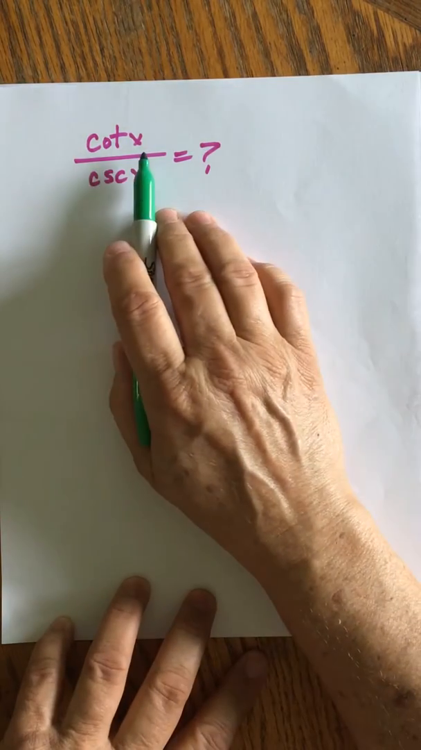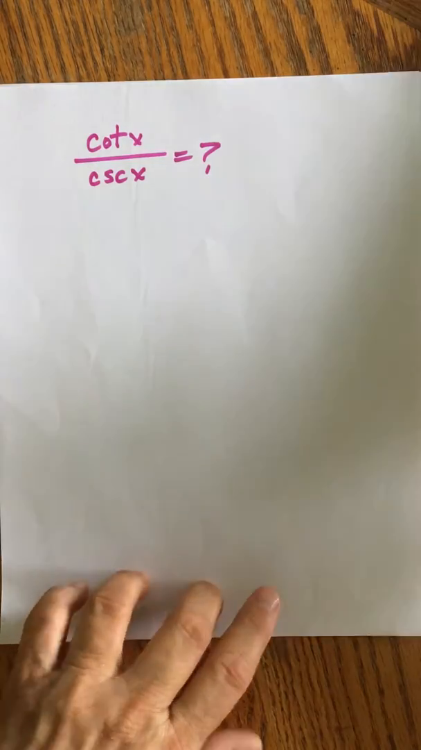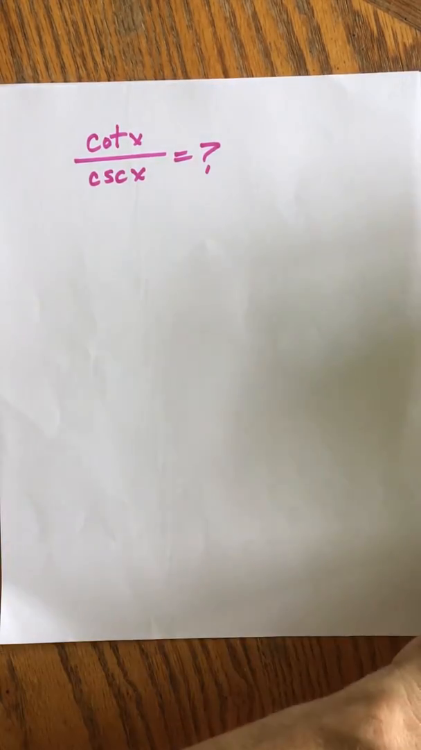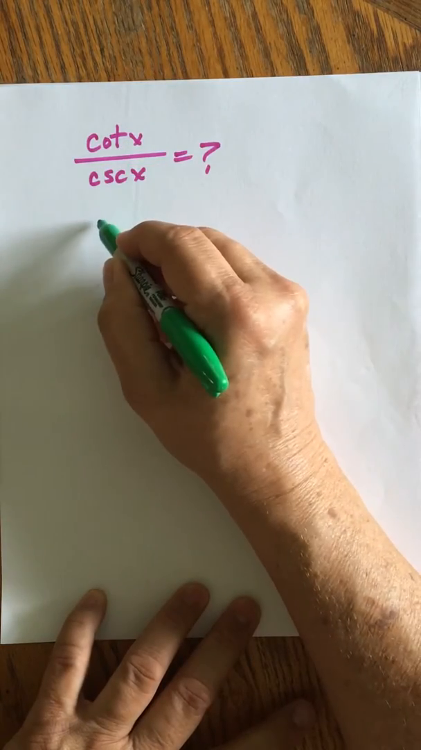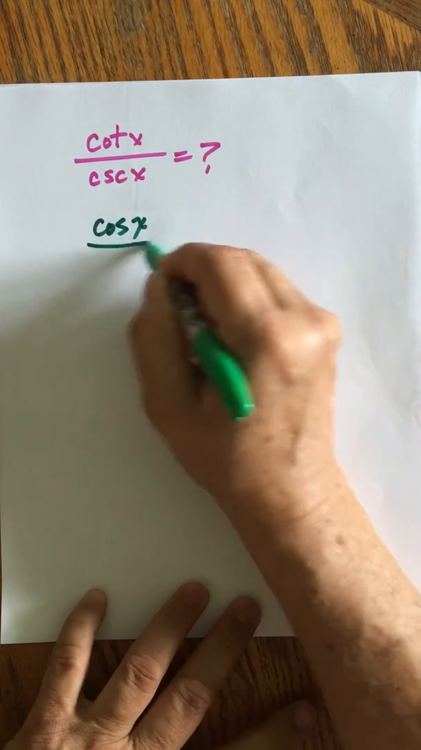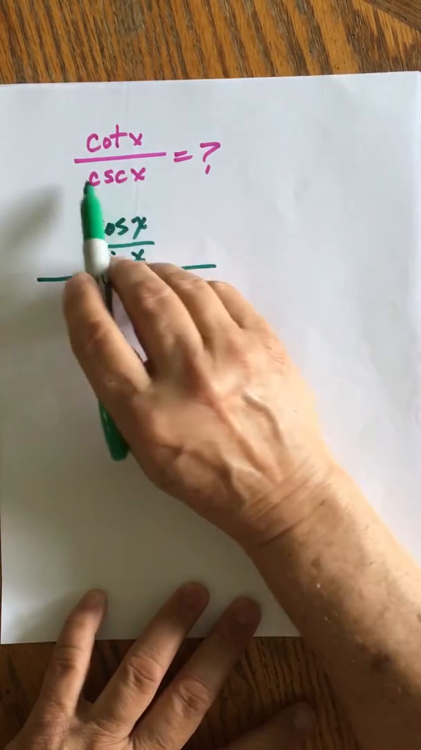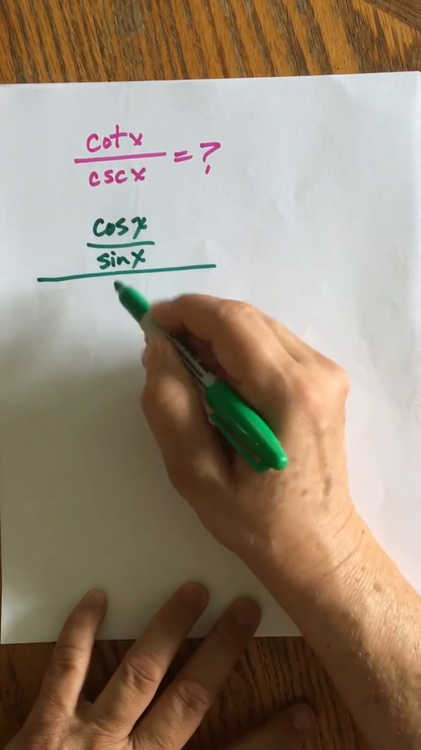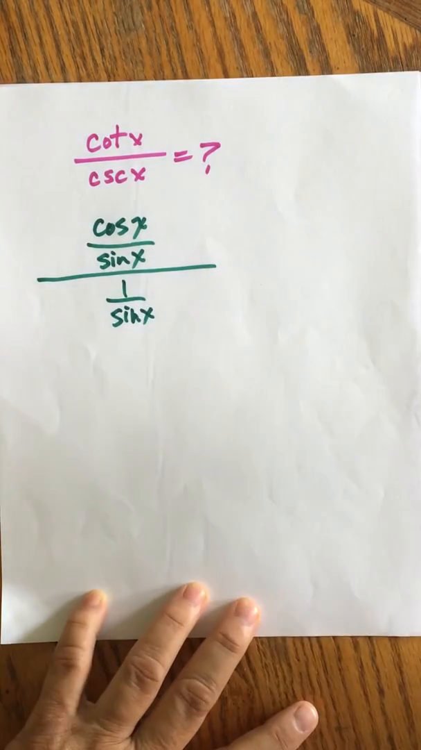So I'm given cotangent of an angle divided by cosecant of an angle. What do I do? Well, I'm going to start to express these in terms of sine and cosine. Now remember, you should already know cotangent is cosine over sine of the angle. And now I'm going to make a really big line so that you know that's the dividing line. And cosecant is 1 over sine of the angle, okay?